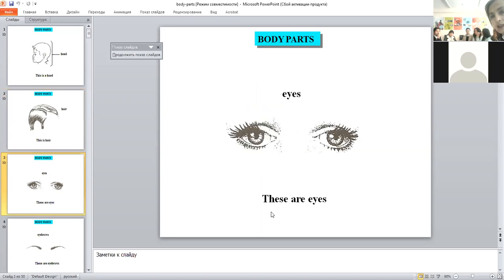And the next one is these. What can you see in this picture? What are they? Eyes, not ears, but eyes. All together 3 times in chorus. Eyes. Eyes. Eyes. Have you ever worked in chorus together?